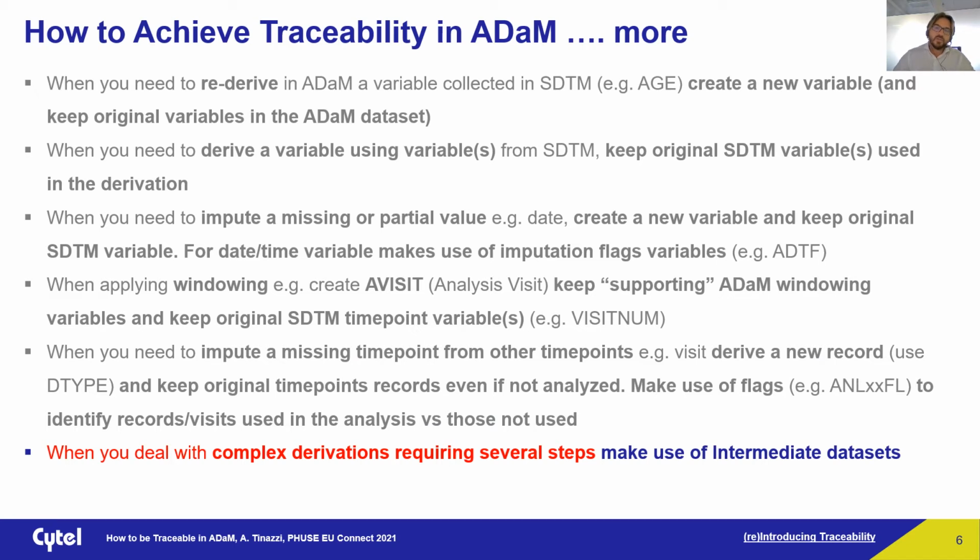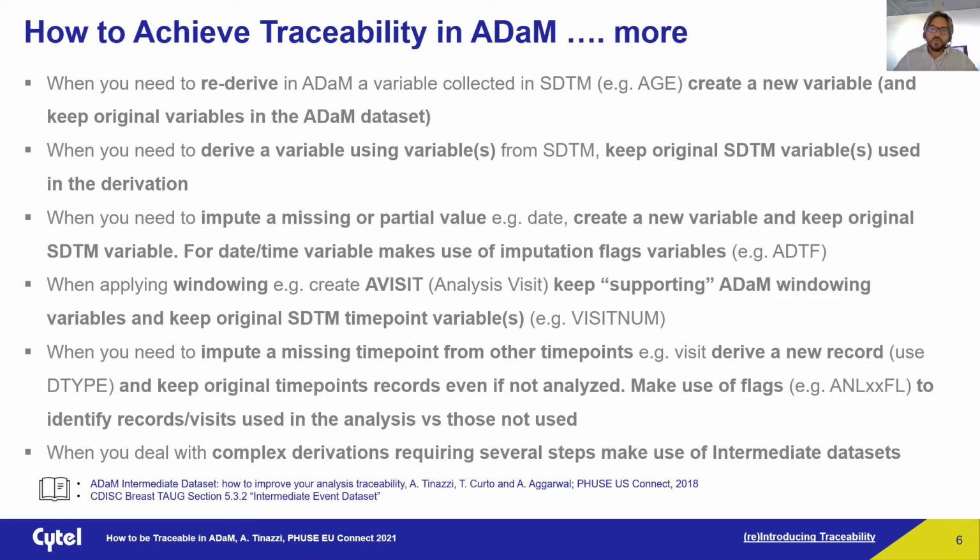When you deal with complex derivation requiring several steps, it is recommended to make use of intermediate datasets. The following two references contain good examples of the use of intermediate analysis datasets. In particular, the breast cancer TAUG contains a specific chapter called the intermediate event dataset. In this particular case, it's a dataset where all data that might contribute to the derivation of a complex time to event endpoint are stored and used as a source for another ADaM dataset where the actual time to event endpoint is derived.